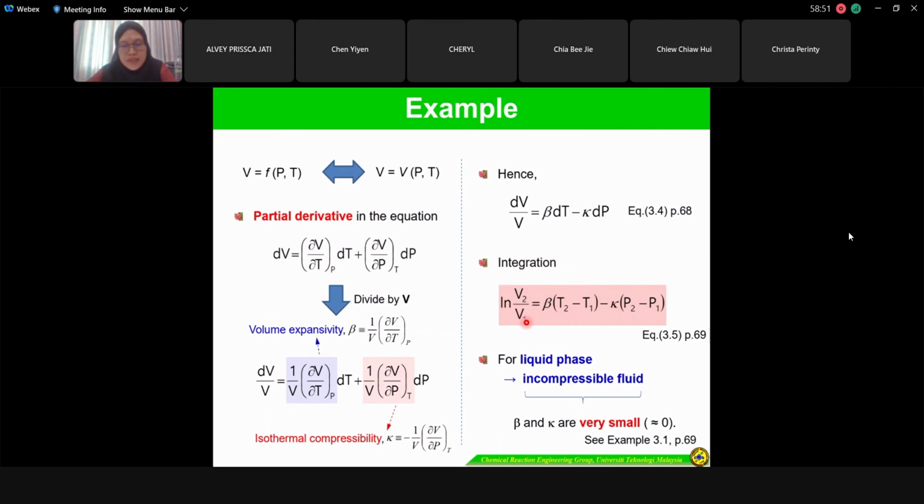Okay, so for liquid phase, remember just now I explained to you for liquid, the volume does not depend much on the pressure and the temperature. So if you have water at 20 degrees Celsius, 100 milliliter, if you increase the temperature to say 70 degrees Celsius, it will still remain 100 milliliter. So this is what we call incompressible fluid. Even if you compress, you increase the pressure, the liquid volume will still be the same. Okay, so for liquid, we always consider as incompressible fluid. So in this case, the beta and the kappa values, they are very small, close to 0.